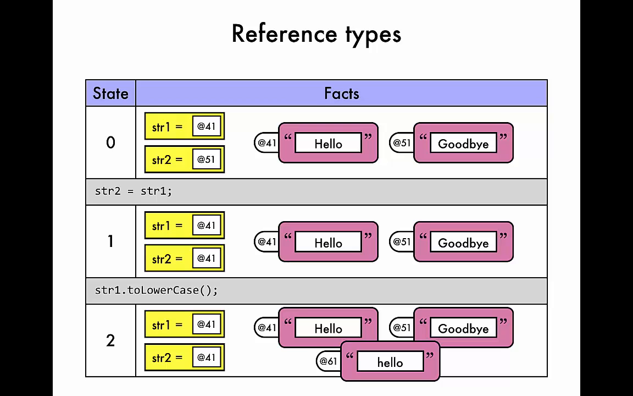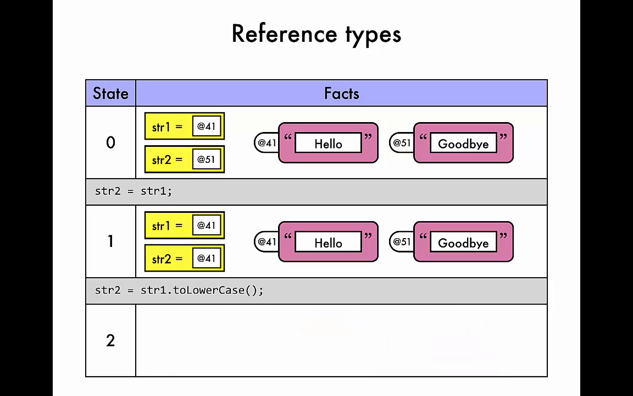Okay, so let's modify this code so that it makes sense. Instead of calling toLowerCase without assigning the result to a variable, let's assign the result to string 2, like this. Then, when we transition from state 1 to state 2, we get, well, what do we get? 5 seconds to pause the video and figure it out, starting from now.